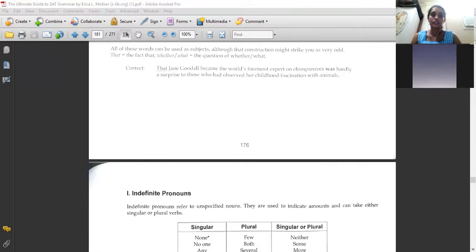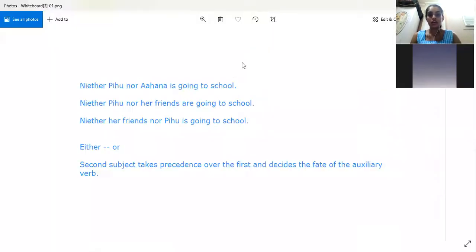Then there is this: when you have either-or or neither-nor, the second subject takes precedence. Like if I say "neither Pihu nor Ahana is going to school," because Ahana is singular. But "neither Pihu nor her friends are going to school" is plural. And "neither her friends nor Pihu is going to school," because Pihu is singular. The second subject takes precedence over the first and decides the fate of the auxiliary verb. Okay?